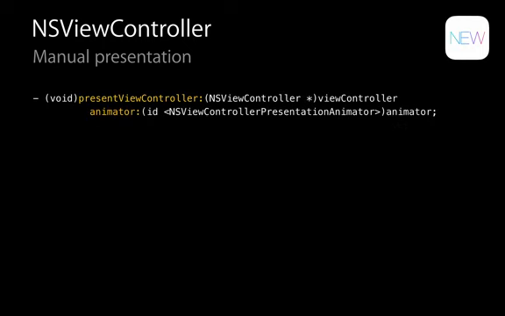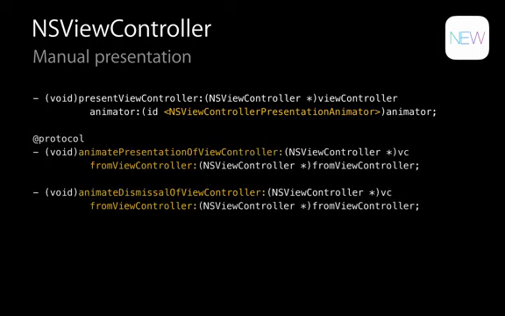We can actually go yet one more level deeper, and there's at the lowest level, present view controller animator. And there is a view controller presentation animator protocol, and we're publishing this as well in Yosemite. So you can create your own presentation animator object, implement the protocol, which is just these two methods, animate presentation of view controller from view controller. So when you do a presentation, we will take the instance of your animator object, call animate presentation of view controller from view controller, and then you can handle the animation however you want.